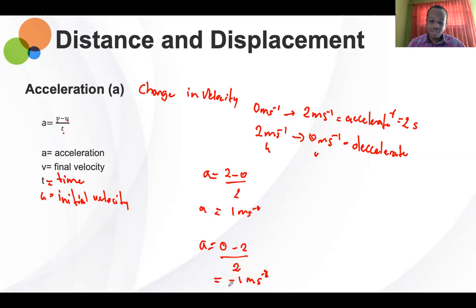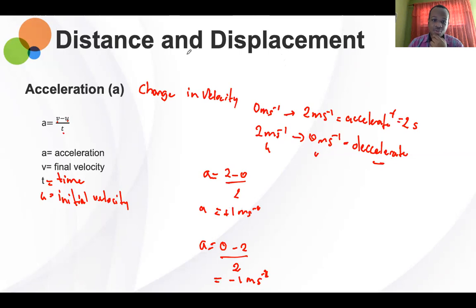What does the minus mean? The negative is representing what? Deceleration. So if there's a plus here, it means acceleration, and if there's a minus here, it means deceleration. Perfect, guys.